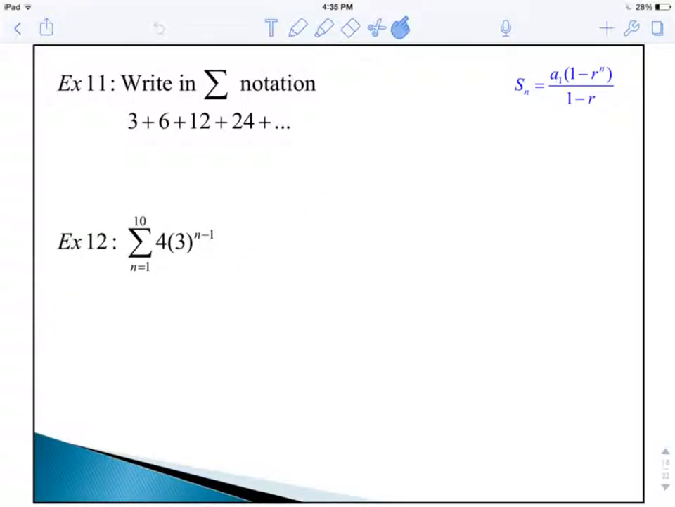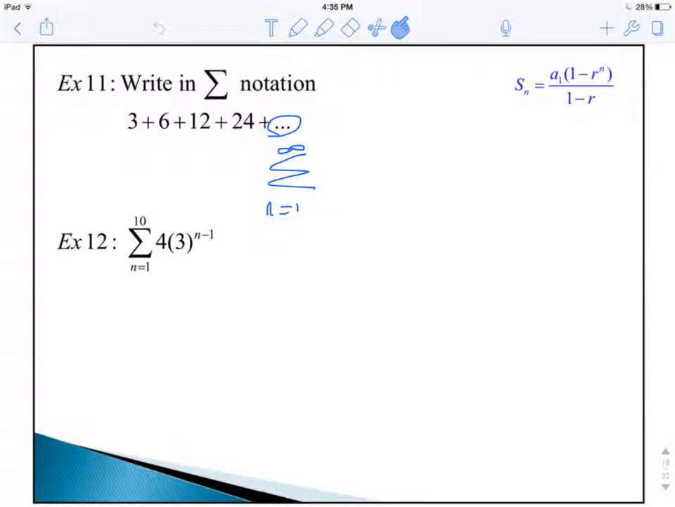Alright, for example 11, we are only asking you to write this in sigma notation. If you recall the other day, we talked about how sigma notation requires several things: a starting point, which will say n equals 1, an ending point, and since we have a dot dot dot, we end at infinity, and then we need an equation.